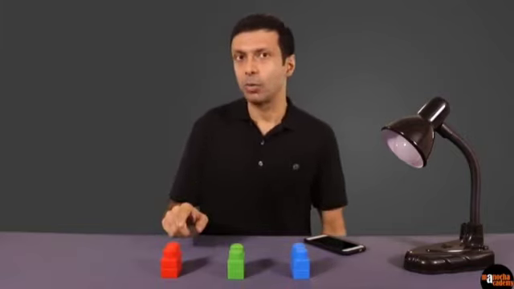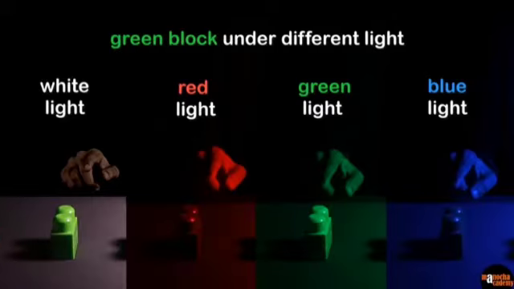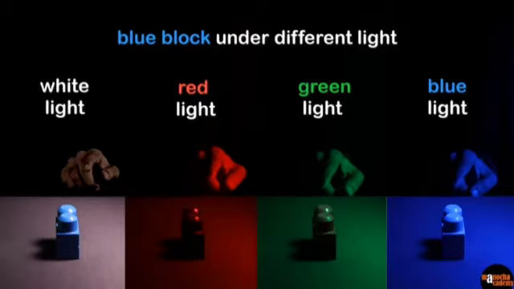Now when this red block was placed under different colored light, what did it look like? So under red color, it looked red in color. But when placed in blue and green light, it looked black because it was absorbing the green and blue light and it was not able to reflect any light because it can only reflect red light. That's why it appeared black. Similarly, the green block was visible under green light but appeared blackish under red and blue light. And same is the case for the blue block.